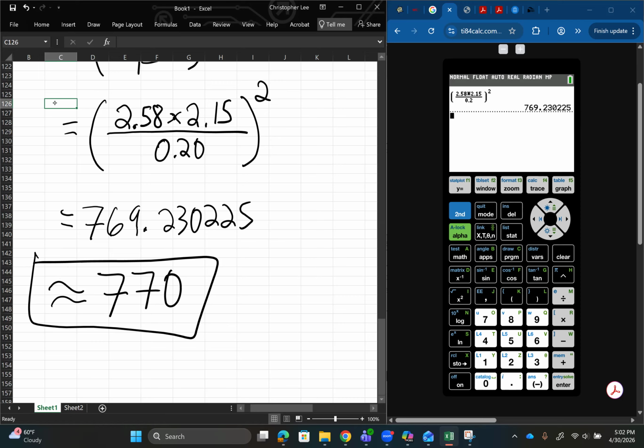Whatever decimal is here, whenever you're looking for a sample size, go to the next integer, the next whole number integer. So instead of 769, 770, because 0.230225 people don't make sense. So when I run my experiment, I know that I need 770 individuals to do my normal distribution, etc.